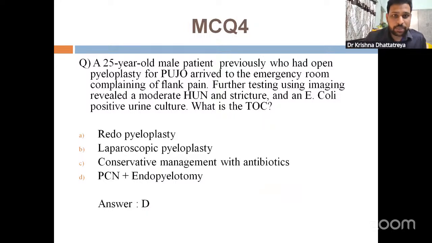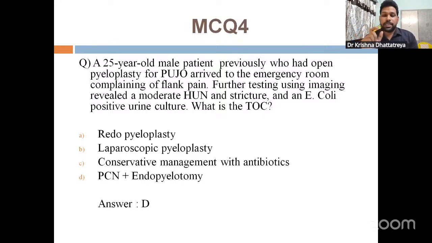So the next question is also based upon pelvic-ureteric junction obstruction only. In this, the patient is a 25-year-old male. He had undergone open pyeloplasty. This patient presented with flank pain. On imaging, there is gross HUN and there is a stricture also. Here the catch is that an E. coli positive urine culture is there.